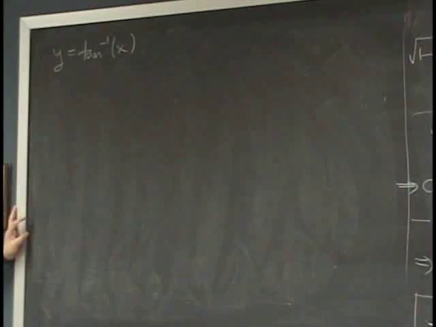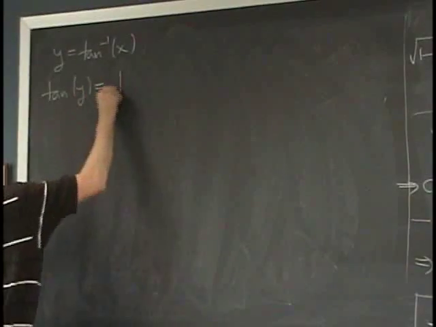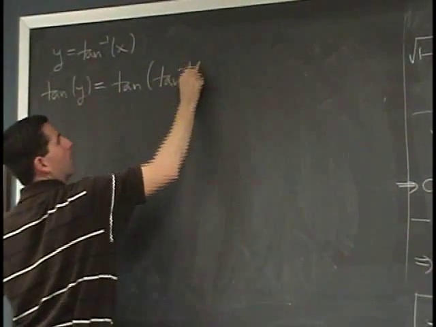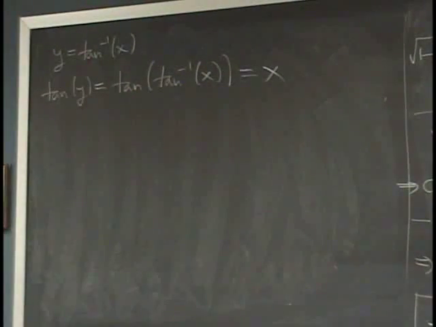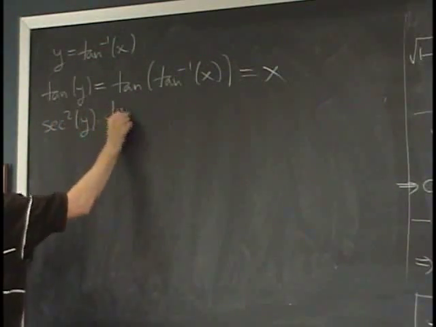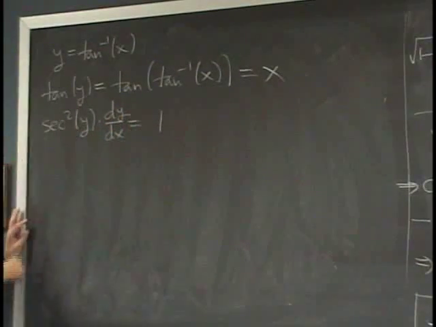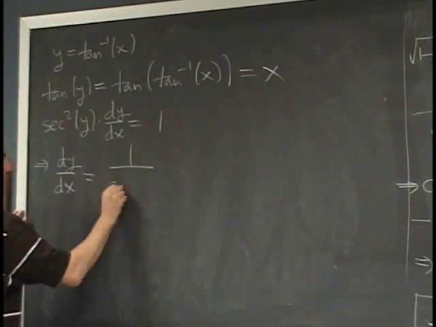Okay, you just keep playing the same game. Take the tangent to both sides. Got rid of the arc tangent, take a derivative. Now, who remembers the derivative of tangent? Secant squared. Very good. Okay, so we get secant squared y times dy dx equals 1. We divide. And dy dx equals 1 over secant squared of y.